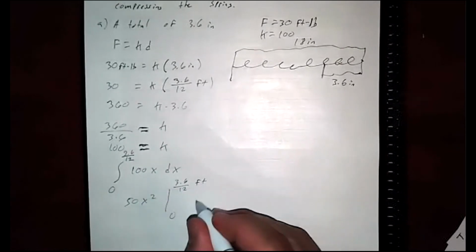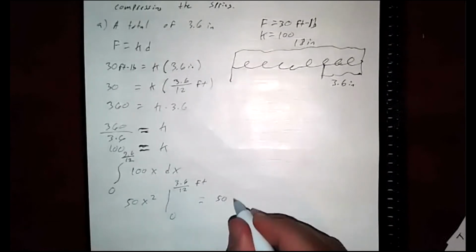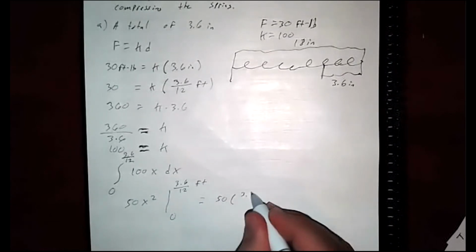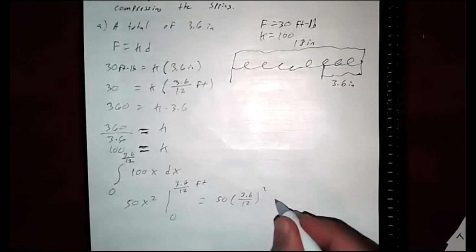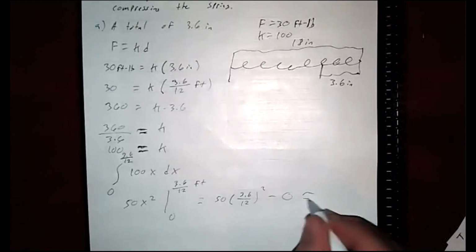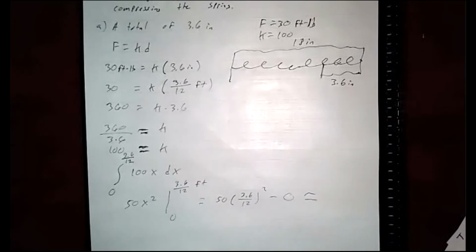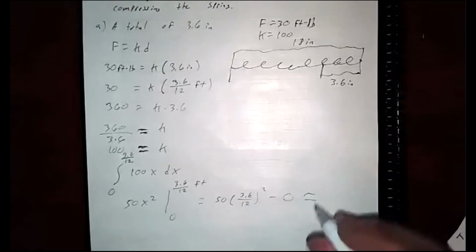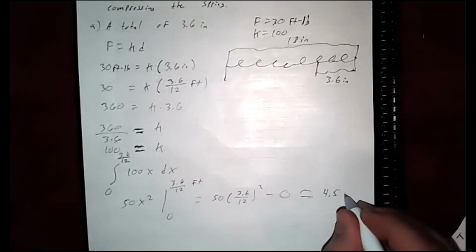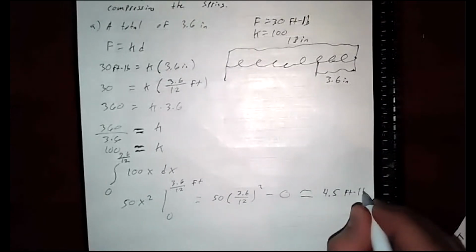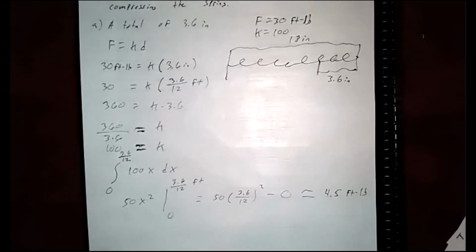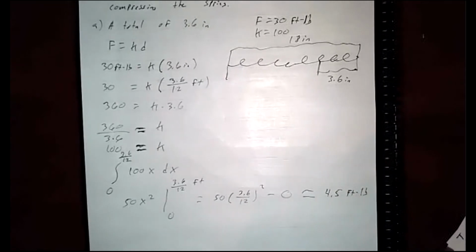which will be 50 times whatever this number is squared minus 0. So what is that? Let's see. Looks like 4.5 foot-pounds. Or joules.